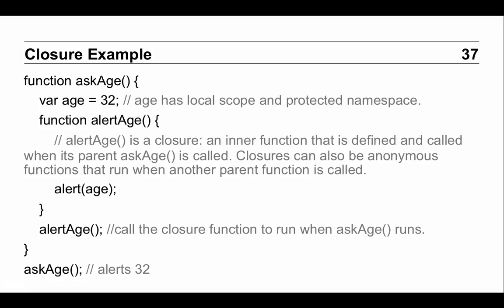Okay, and also the age alert here, this inner function, is known as a closure, and this is called when its parent askAge is called. So closures are essentially an inner function that's wrapped with an outer function and has access to locally scoped variables and methods inside of that outer function. Okay, closures can also be anonymous functions that simply just run when a parent function is called.